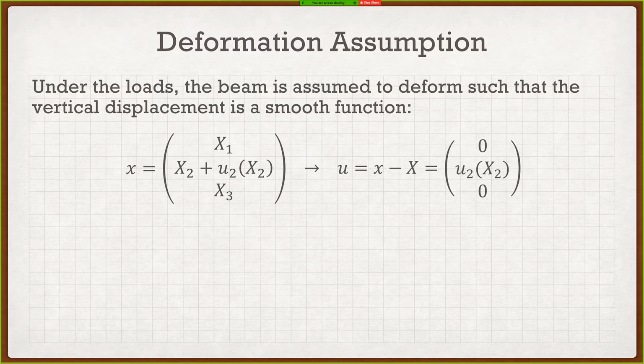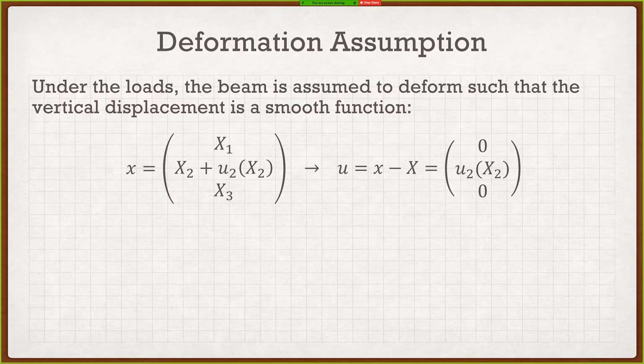Now, since we know that position vector, we can easily find the displacement vector because we know the formula. The displacement vector u is simply x minus big X. Well, if we look at the top, x1 minus x1, that's going to be 0. x2 plus u2 minus x2, well, that's just going to be u2. And then finally, x3 minus x3, that's going to be 0. And this makes sense because if we have a beam that's vertical and we're strictly just pulling it downwards while ignoring Poisson's ratio, it's just going to move in that vertical direction. It's not going to move in any other direction. And again, this is because we're ignoring the effect of Poisson's ratio. If we include it, well, this becomes a lot more complex, but thankfully we don't have to worry about it right now.